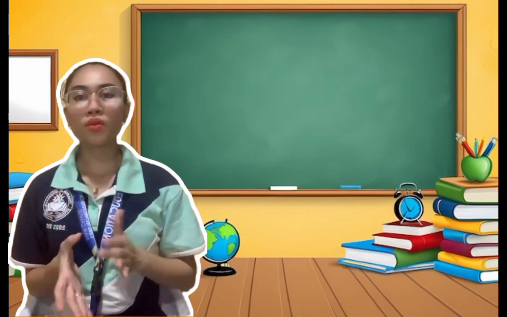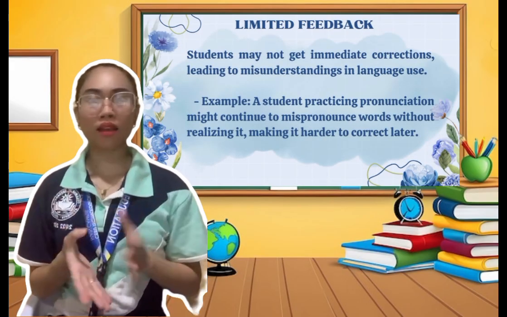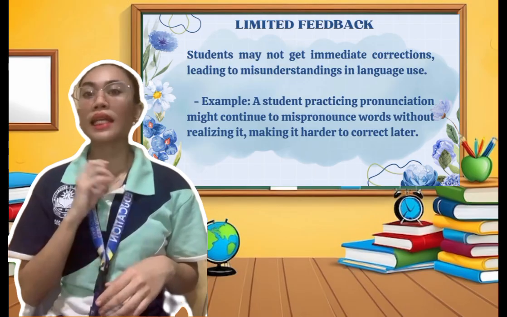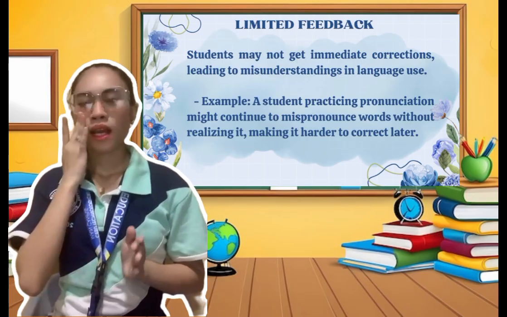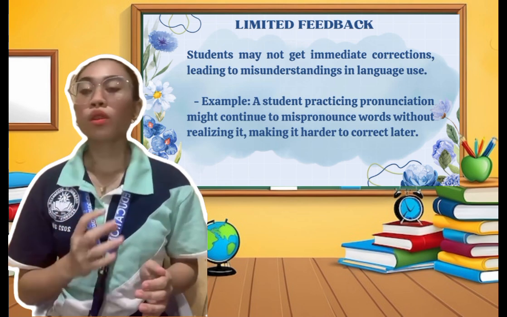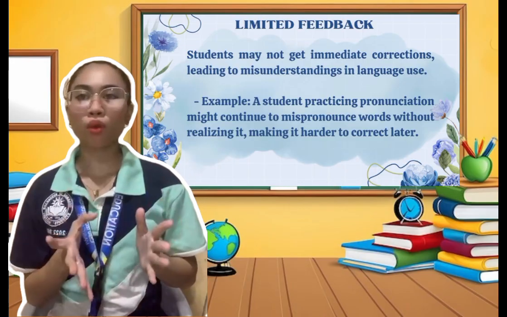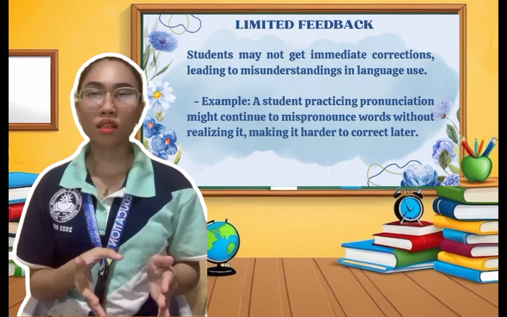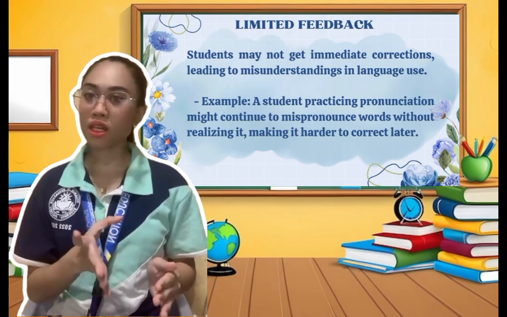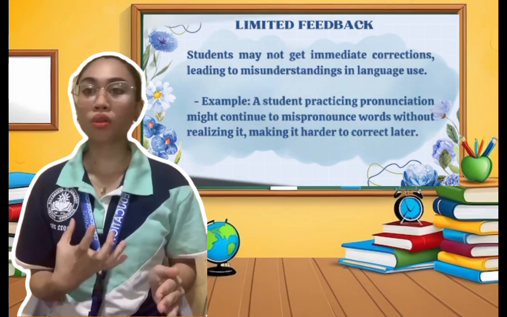Alright, so the next one and also the very last disadvantage of the silent way approach is limited feedback. Students may not get immediate corrections, leading to misunderstandings in language use. For example, a student practicing pronunciation might continue to mispronounce words without realizing it, making it harder to correct later. In the silent way approach, the focus is on student independence and also exploration, which can limit the amount of immediate feedback students receive. This is particularly evident in language learning, where pronunciation and grammar are crucial.